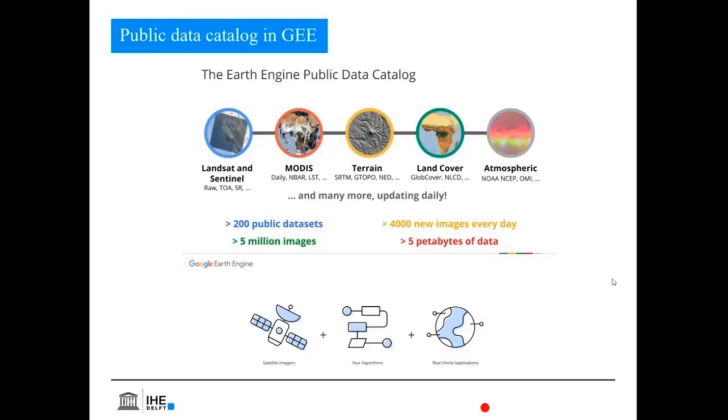All the MODIS data sets and products are there. A lot of DEMs are there: SRTM, and the ALOS DEM. Some land cover data sets are there. A lot of atmospheric data sets and climatic data sets are there. So there is a public data catalog on the website. You can go through that page and see which data sets are available, and we will see how to call each data set later.